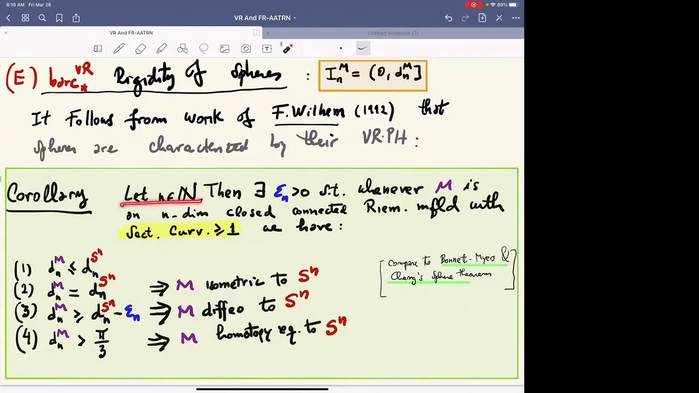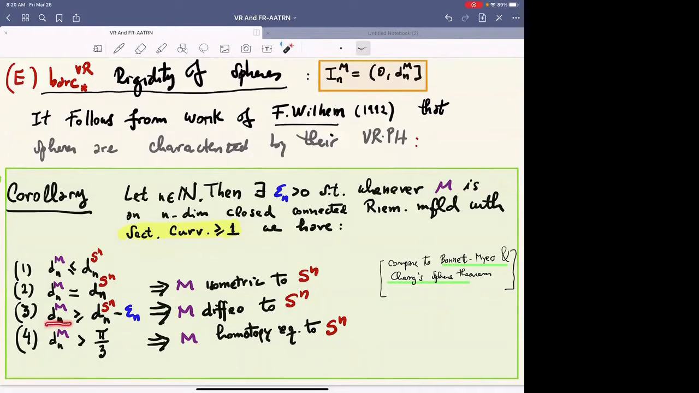Fix some natural number n, then there exists a positive epsilon_n such that whenever M is an n-dimensional closed connected Riemannian manifold with sectional curvature bounded below by 1 uniformly, then you have the following consequences. The death time of this special bar will be bounded by the death time corresponding to the n-dimensional sphere. Equality between death times forces M to be isometric to Sn.